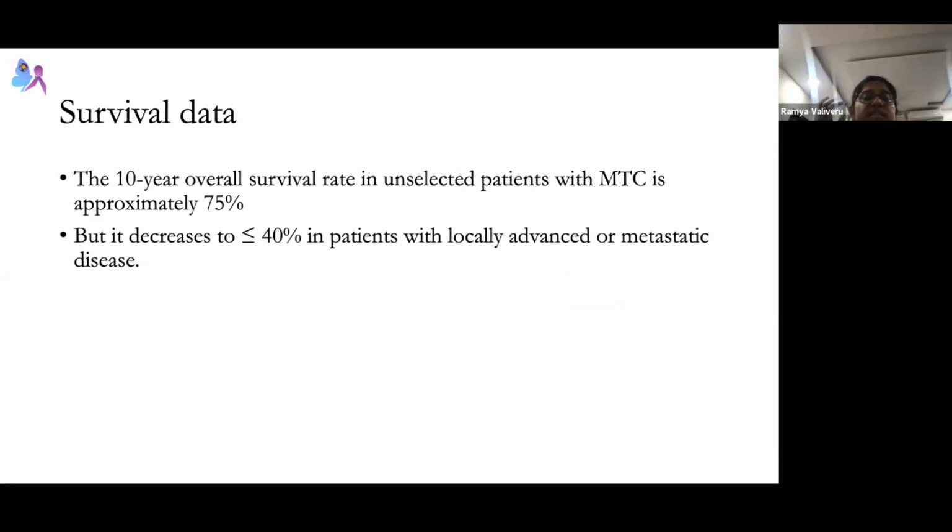As for survival, the 10-year survival rate in unselected MTC patients is about 75%, but it is less than 40% in cases of locally advanced or metastatic disease.